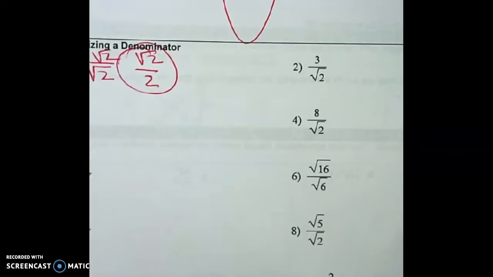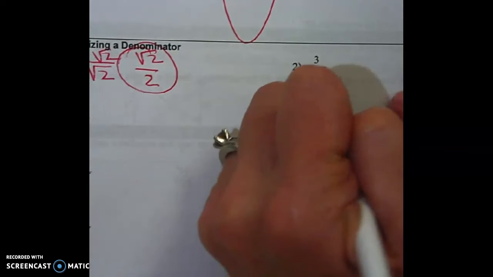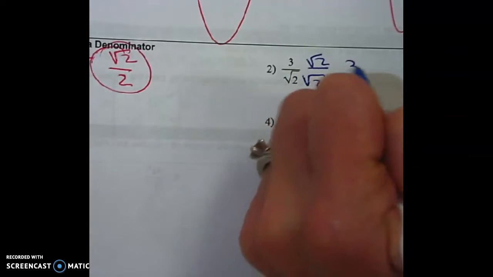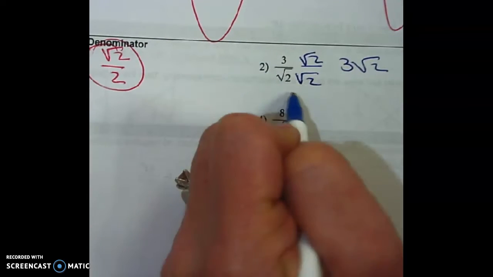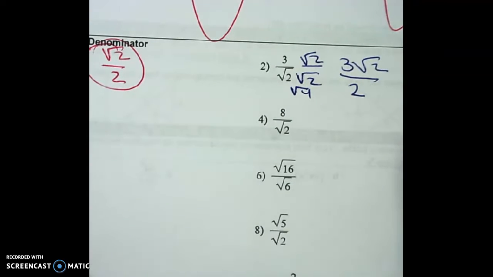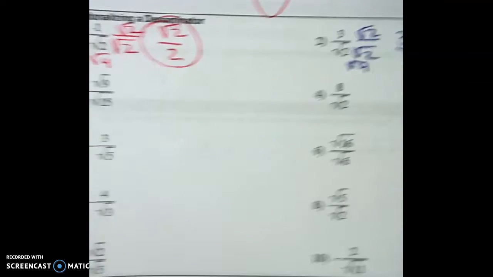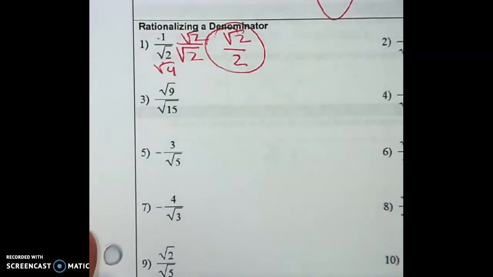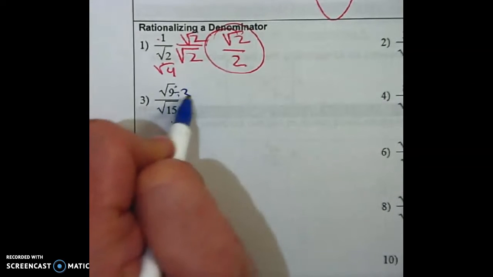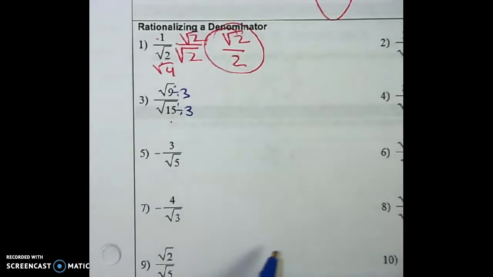Let's look at number 2. Can't have a square root in the bottom, so multiply it by itself. 3 times square root of 2 is 3 square root of 2. The square root of 2 times the square root of 2 is the square root of 4, which is 2. Okay? This one's a little crazy because you can actually divide this by 3 and divide this by 3.